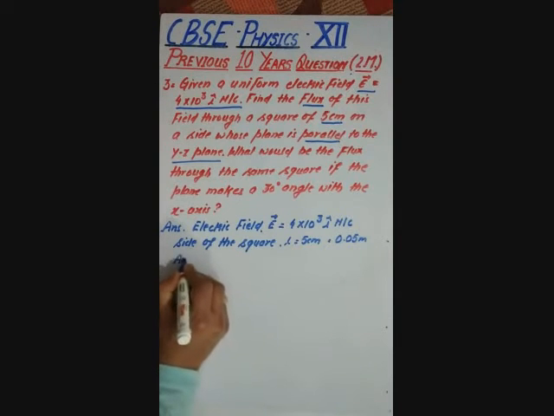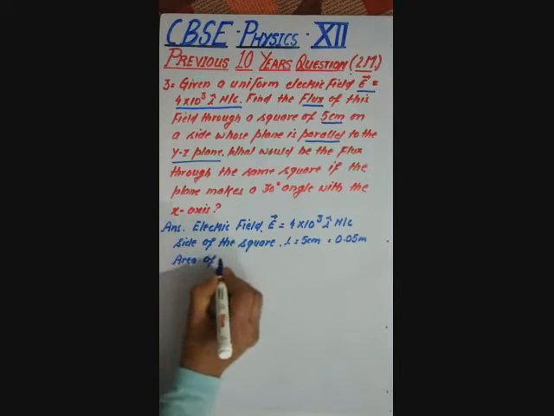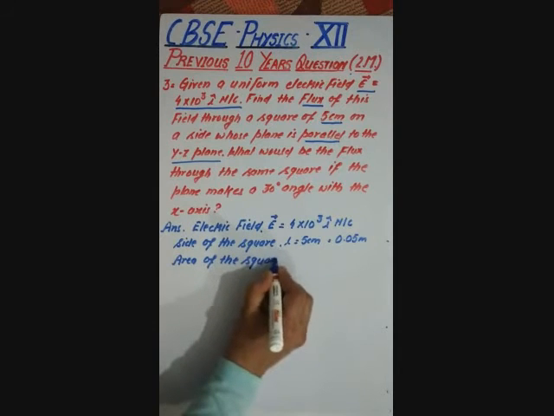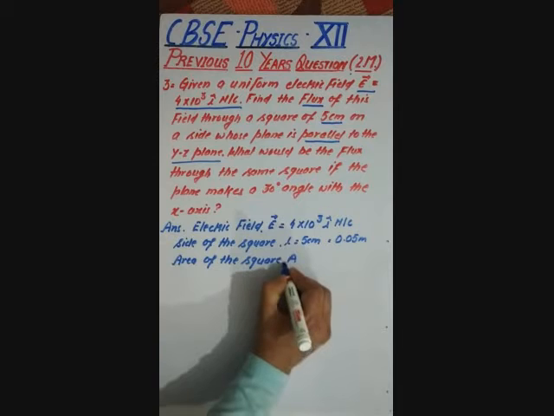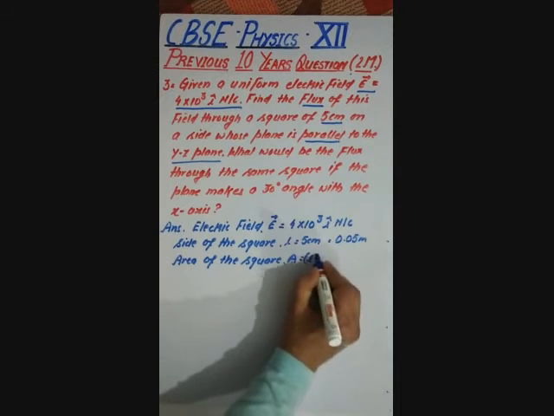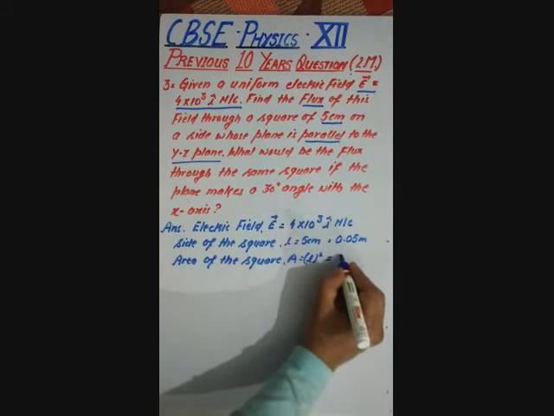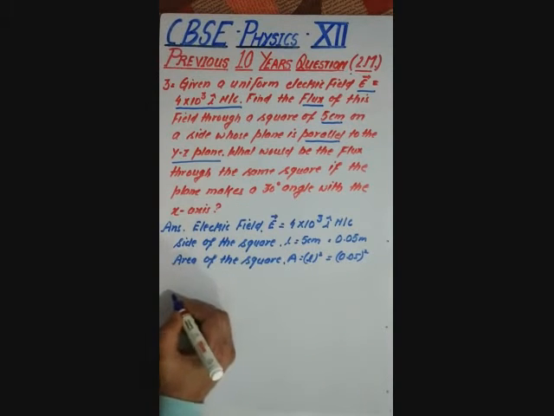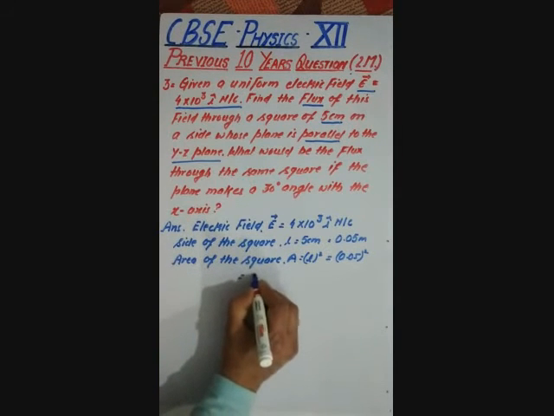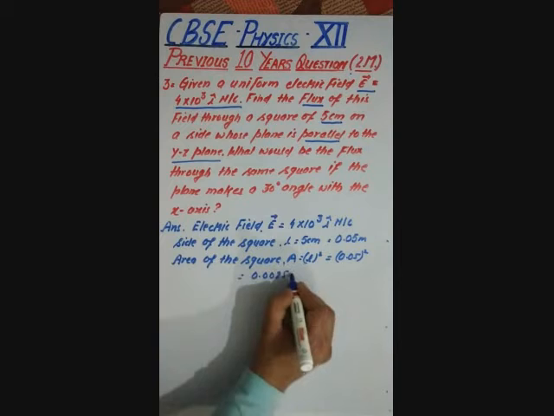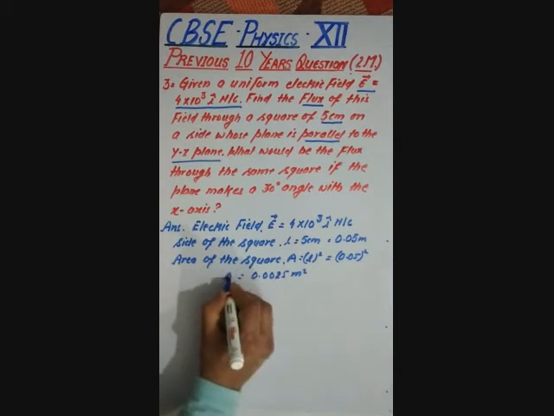Area of the square, suppose the area is represented by A. The side of the square is given 0.05, so whole square, or we can write it, 0.0025 meter square area.